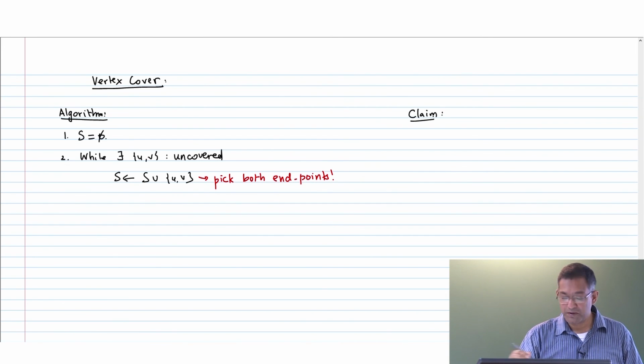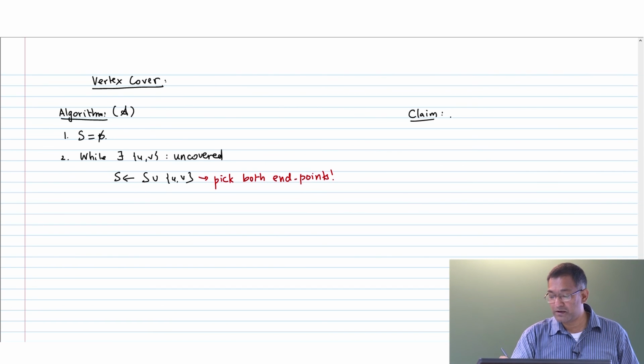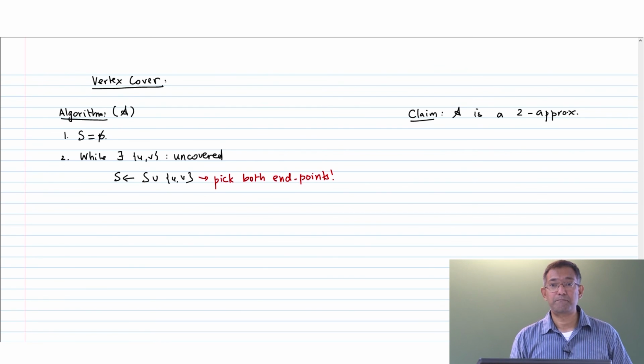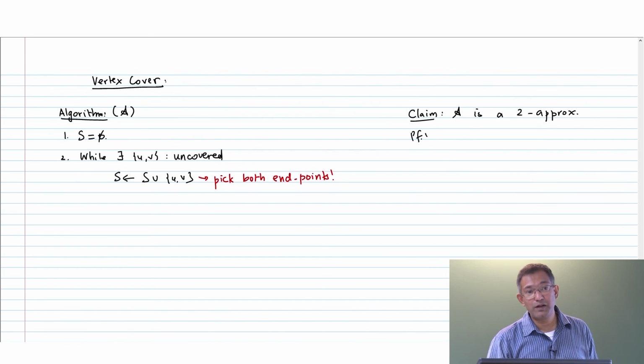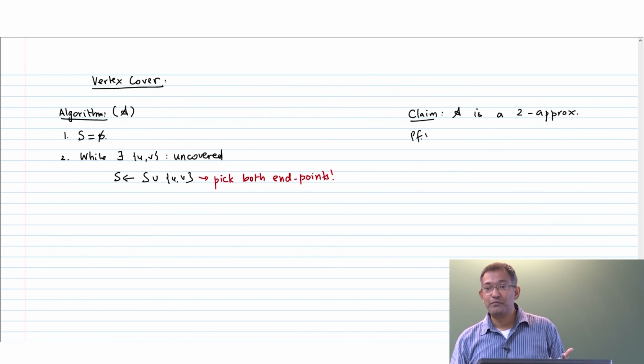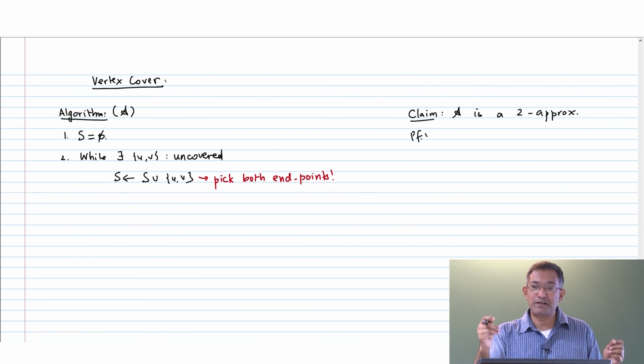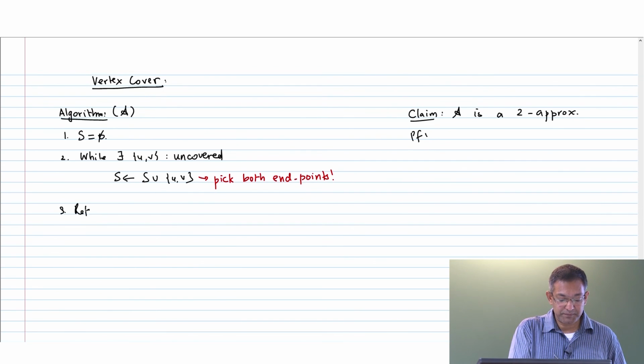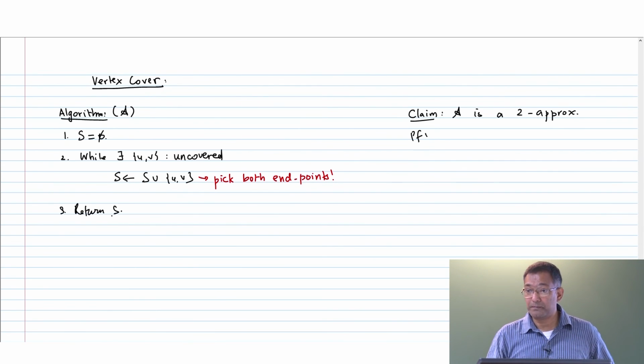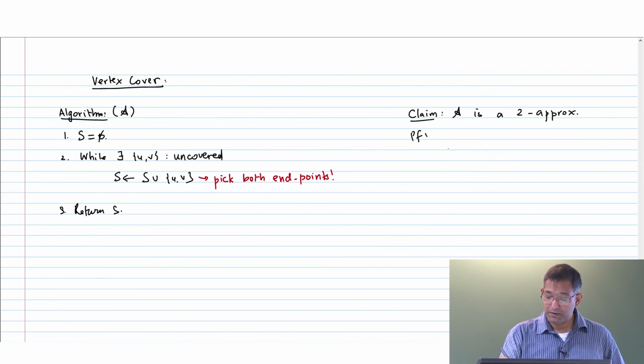So, the claim is that, let us again call this algorithm A, A is a 2 approximation. So, this is a purely combinatorial algorithm, there is no linear program that you are solving. It is just saying as long as there is an edge that is uncovered, pick both endpoints, that is a solution. Okay. And the proof is this. I am going to sketch the proof and you can try it out later.